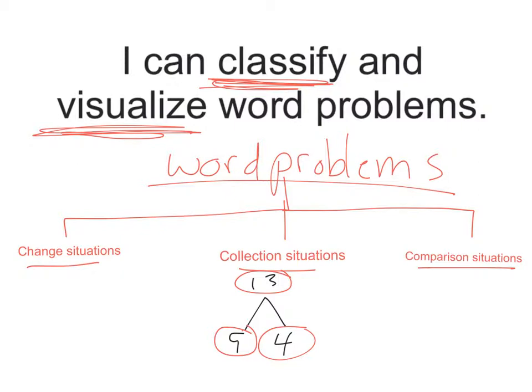And comparison situations, where I have some amount of something and an amount of something else. So we could say I have 9 dogs and 4 cats, and how many more dogs do I have than cats? In this case, I would have 5 more dogs than cats. So I use comparison bars to represent and visualize comparison situations. And you'll notice I didn't write anything under change situations. Oftentimes we will just write an equation. So 9 plus 4 equals 13.